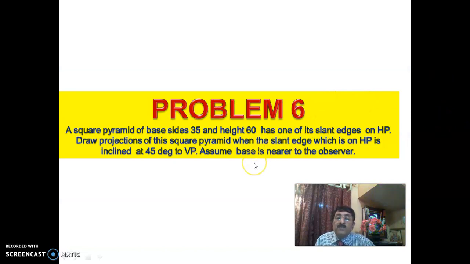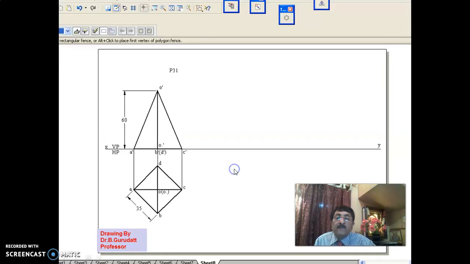Now, the problem 6 says a square pyramid of base size 35 and height 60 has one of its slant edges on HP. Draw projections of this square pyramid when the slant edge which is on HP is inclined at 45 degrees to VP. Assume base is nearer to the observer. This is the problem given.